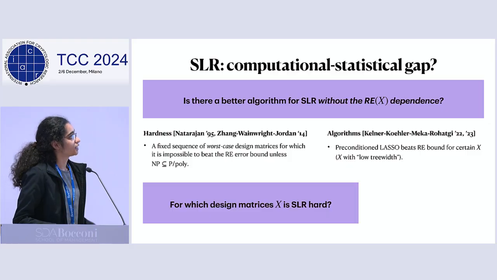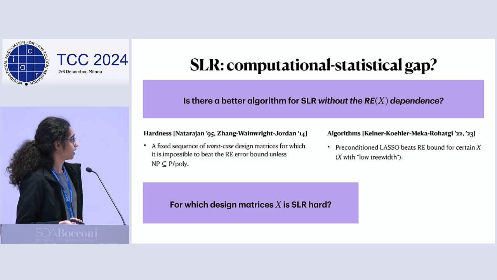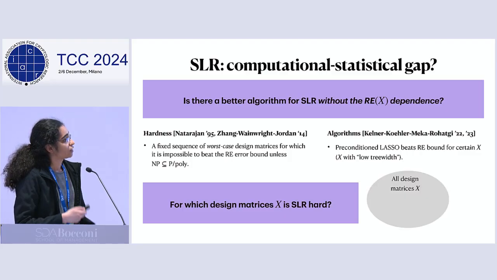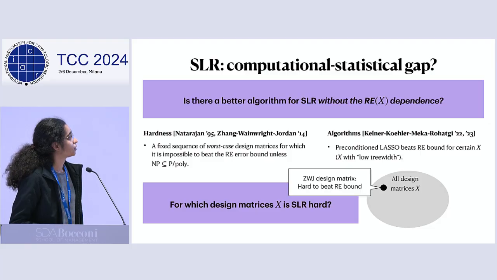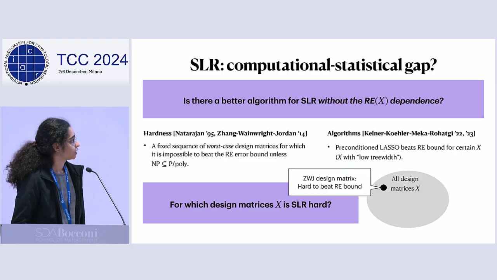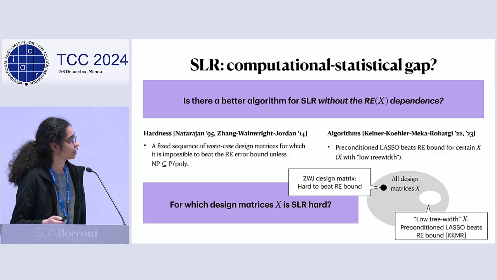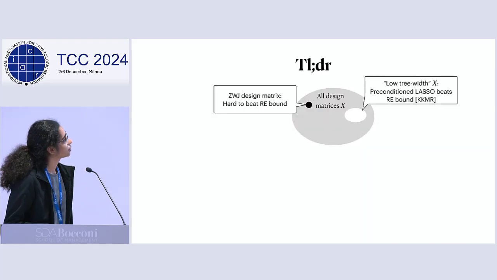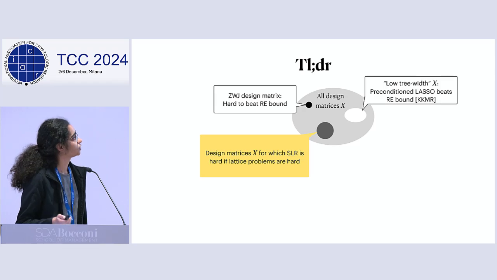So this shows that the story is slightly more nuanced, and it raises an interesting question, which is, how can we characterize the design matrices X for which SLR is hard? So in the set of all design matrices, we know that for the ZWJ design matrix, it's hard to beat the RE bound. But we also know that there is a class of easy matrices for which preconditioned lasso beats the RE bound. So what's happening in the rest of the space? We make some partial progress towards understanding this.